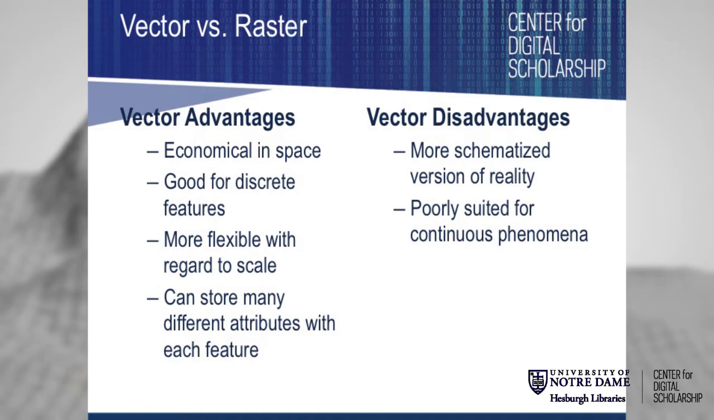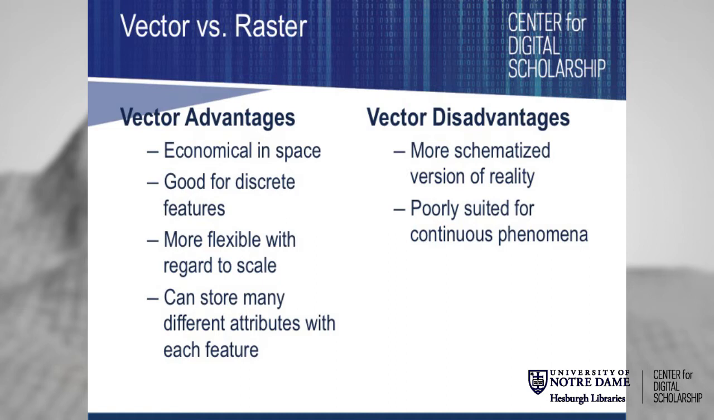Vector data are much more flexible with regard to scale. It's easier to set rules for what happens when you zoom in and out on the map. It's easier to be able to zoom into a higher level of detail with them. And one of the big advantages that we'll talk about in just a moment here is that we can store a lot of different attributes associated with each feature. Whereas with raster data, often you'd have to have an entirely separate layer for a different data thing to be in the same layer. In the case of vector data, it's very easy to just add another field to the table.